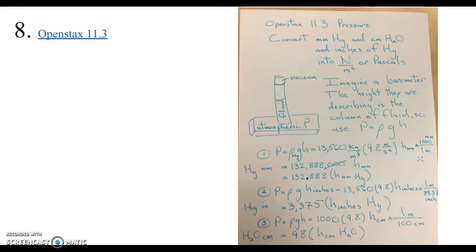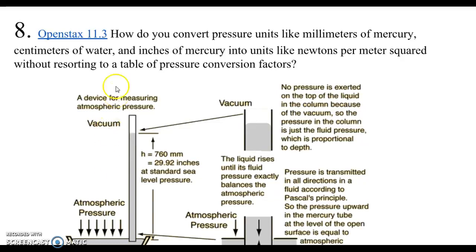I'd like to do a simple problem about pressure, taken from OpenStax 11.3. The question reads: how do you convert pressure units like millimeters of mercury, centimeters of water, and inches of mercury into units like newtons per meter squared without resorting to a table of pressure conversion factors?